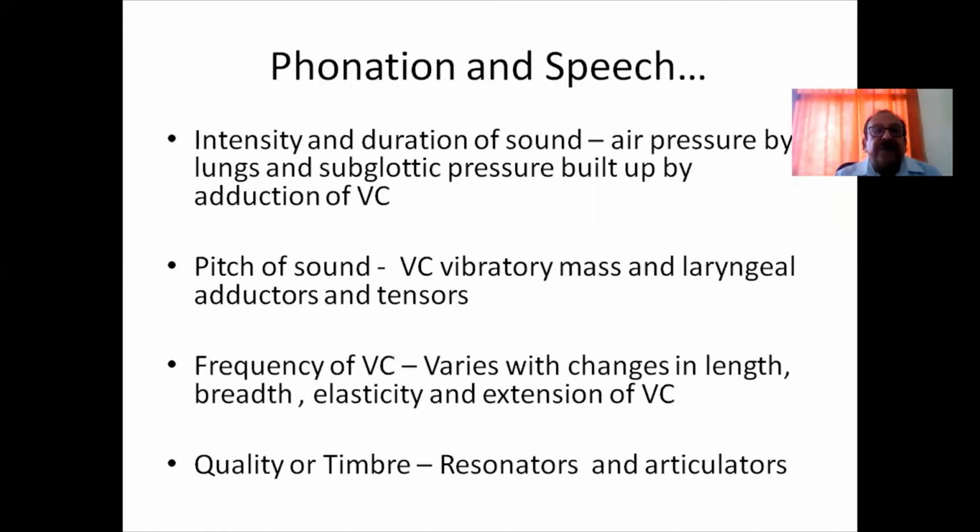The intensity and duration of sound is modulated by air pressure from the lungs, and the subglottic pressure built up by adduction of vocal cords. Pitch of the sound depends on the vocal cord vibratory mass and the laryngeal adductors and tensors. The frequency of vocal cord varies with changes in length and breadth, elasticity, and tension of the vocal cord. Quality or timbre depends on the resonators and articulators.